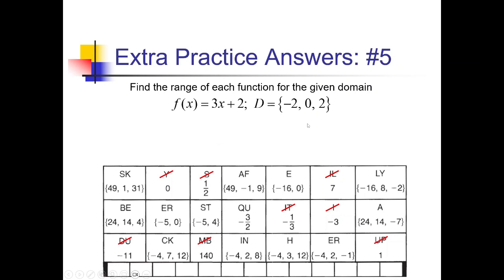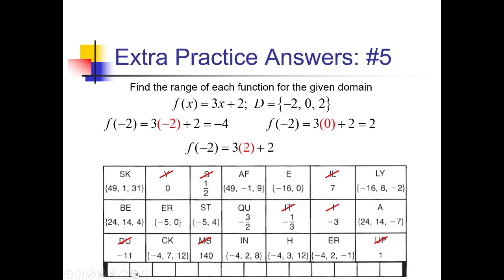For number 5 through 10, they're giving us a domain of 3 different x values. We basically have to plug those into the function and come up with 3 y values that go with them. That's the range. So starting off with negative 2, we have 3 times negative 2 plus 2. That's going to be negative 6 plus 2, which is negative 4. Next, we're plugging 0 in, so 3 times 0 plus 2. This is just 0 plus 2, which is 2. And finally, plugging 2 in, we've got 3 times 2 plus 2. That's 6 plus 2, which is 8. So we're looking for negative 4, 2, and 8. And I see that right down here, this IN, that is going away.